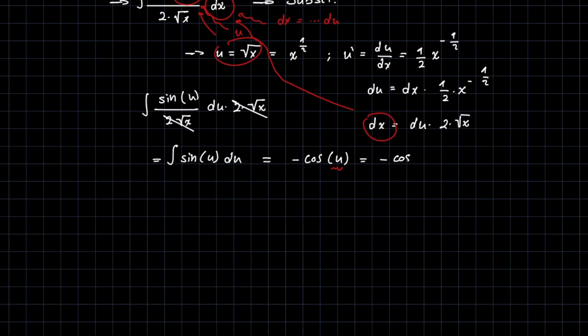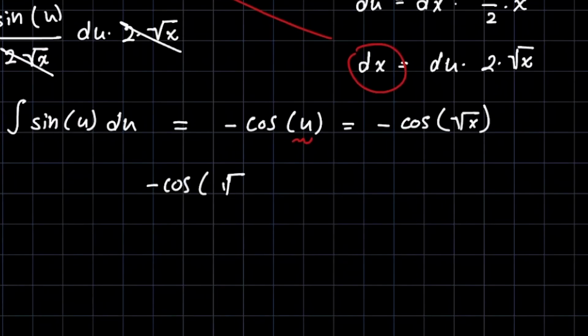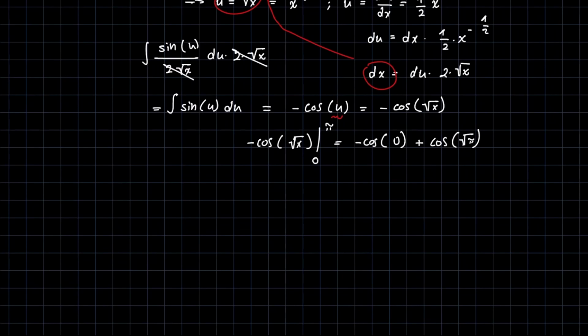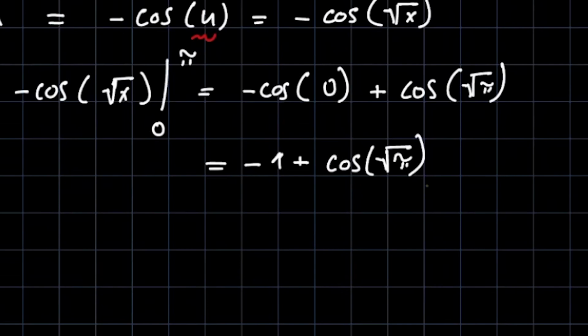So minus cosine of, and u is equal to the square root of x, so I'll have the square root of x here. And now my boundaries, minus cosine of the square root of x, go from 0 to pi. That means I'm going to have negative cosine of the square root of 0, which is basically just 0, plus cosine of the square root of pi. Cosine of 0 is equal to 1. Now negative cosine of 0 will then be negative 1 plus cosine of the square root of pi. And that would be my final, most simple answer without using the calculator.